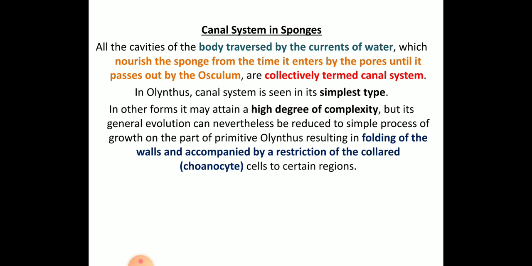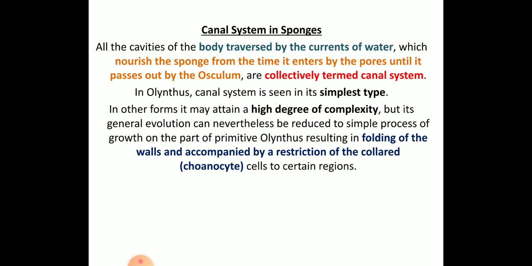So as I said in the previous classes also, the ostia are nothing but the small pores which help in the movement of water from one place to another place inside the sponges, and later on mainly through the upper part, that is osculum, the water is thrown away.